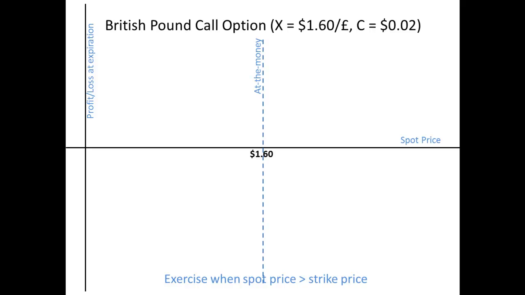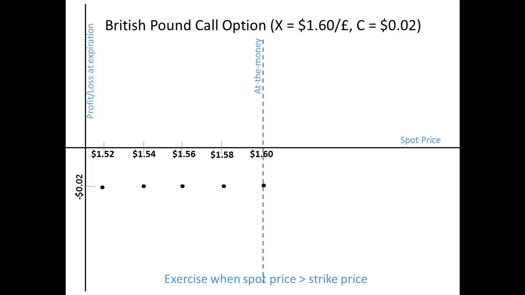At the spot price of 1.60, both the spot price and the strike price are the same. At this point, the option is known as an at the money option. This option will not be exercised by the buyer, so the buyer loses 2 cents. At 1.58, the buyer is not going to exercise and again loses 2 cents. And this occurs for all prices below 1.58 as well.